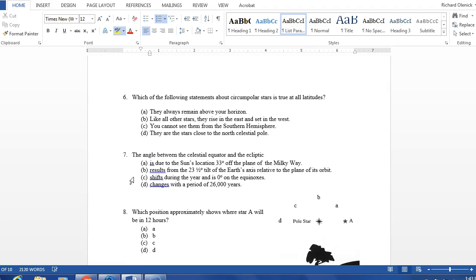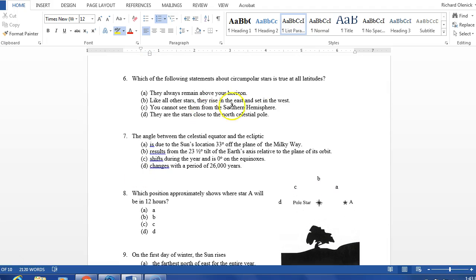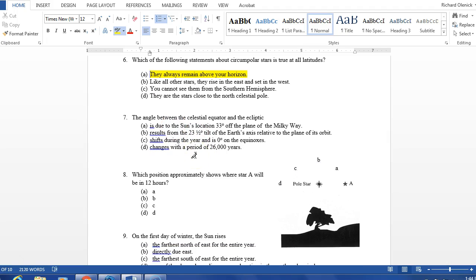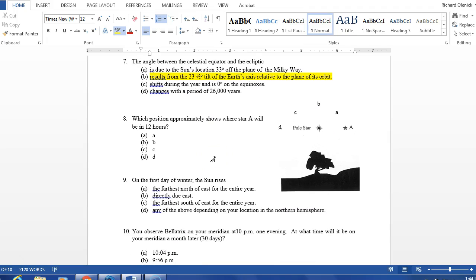Moving on to the next page, which one of the following statements about circumpolar stars is true at all latitudes? They rise in the east and set in the west, not necessarily, but they do always remain above your horizon. The angle between the celestial equator and the ecliptic is due to what? Let's see, that's the 23.5 degrees tilt of the Earth's axis.